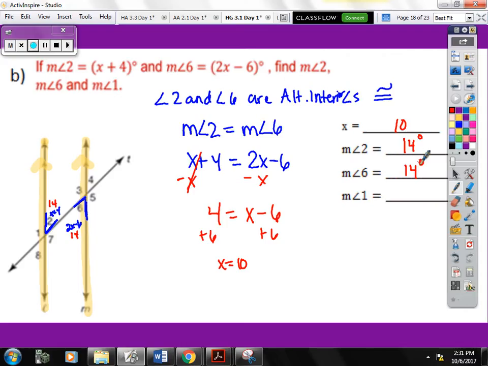And then last but not least, they ask us to find the measure of angle 1. The measure of angle 1, if you notice, is going to be supplementary to 2 because they form a linear pair. So we would do 180 minus 14, which will get me 166. So I always want to look for vertical angles still, linear pairs still, but we're also adding in these new types of angles that we can see in our parallel lines.